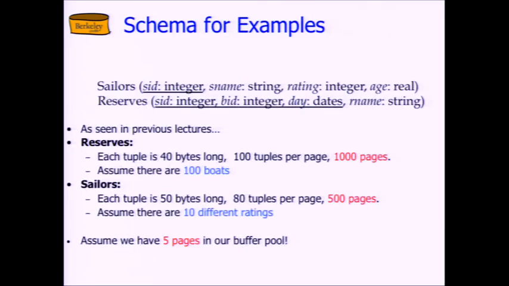Here's our schema, sailors and reserves, once again. It's boring to keep using the same schema, but it also allows us to remember what we're talking about. The key statistics: there are 1,000 pages of reserves and 100 boats. So there are 100,000 reservations, 100 tuples per page, 1,000 pages, for 100 boats. Each tuple is 50 bytes long. There are 500 pages of sailors, 20,000 sailors, over 10 different ratings. And we have 5 pages in our buffer pool, which we'll need to cost out our algorithms.